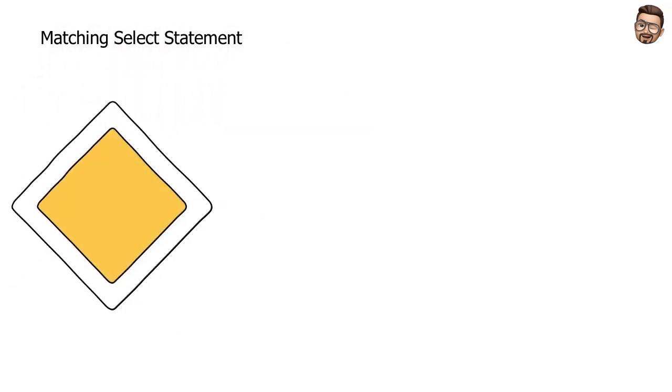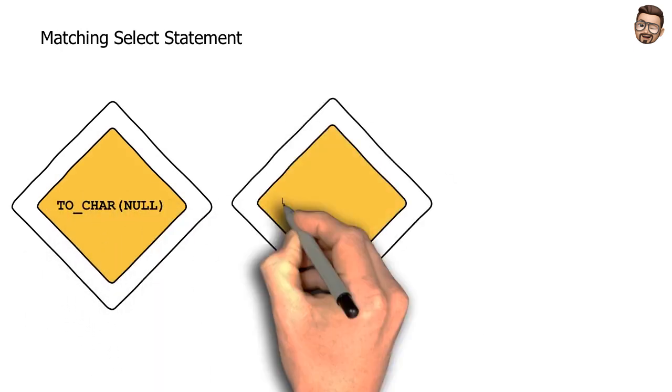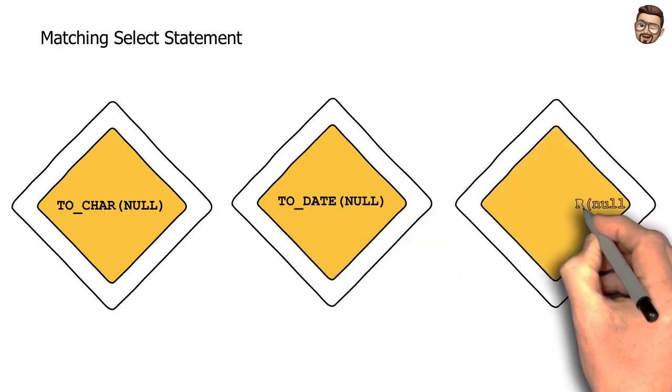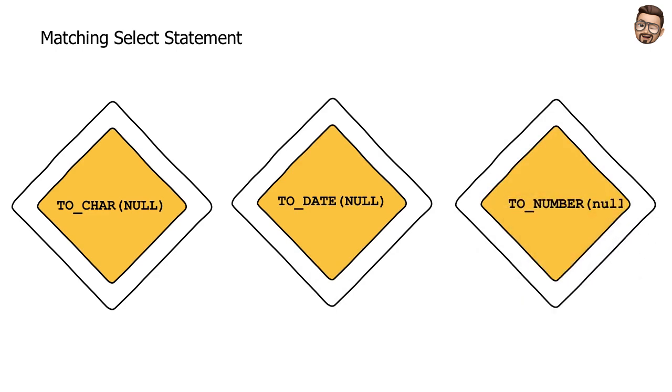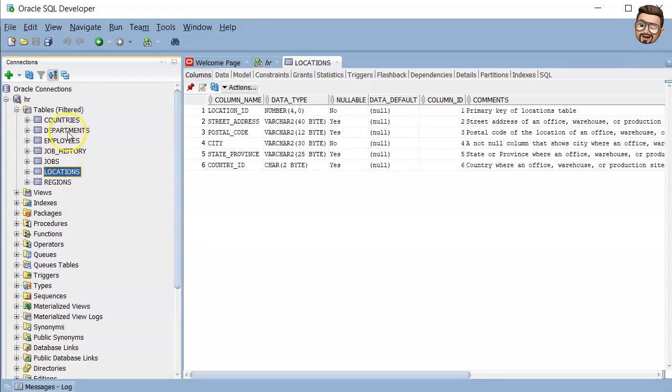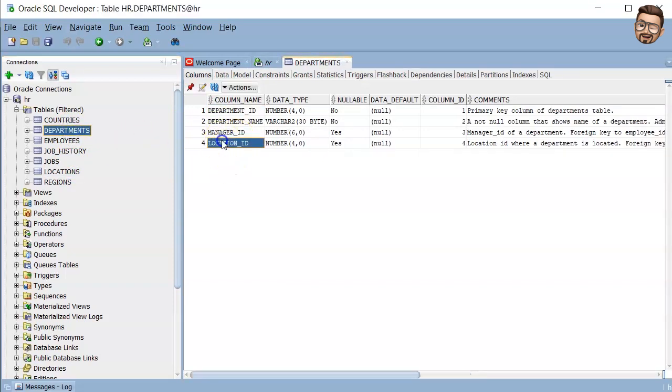Sometimes you can select columns that do not match by using set operators. To do that, you can use TO_CHAR(NULL), TO_NUMBER(NULL), or TO_DATE(NULL) for the columns. Let's take a look at this example. By using the union operator, display the location ID, department name, and the state where it is located. If you take a look, the location ID is coming from the table locations and also departments. We have location ID inside departments also.